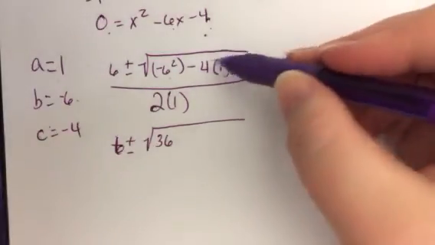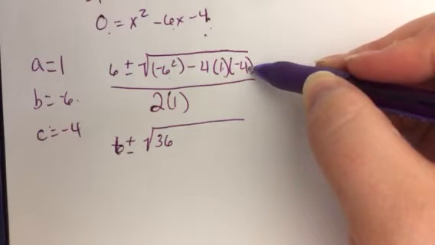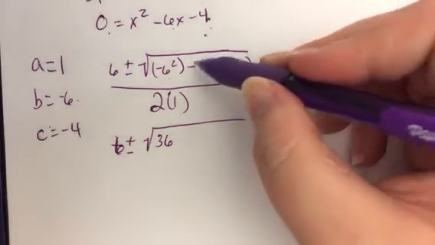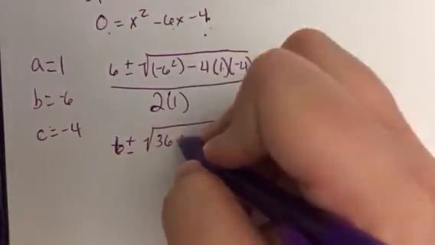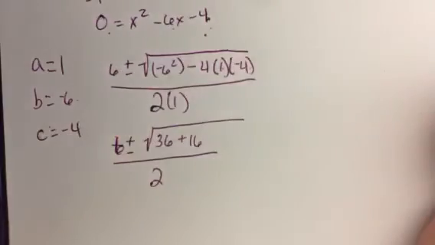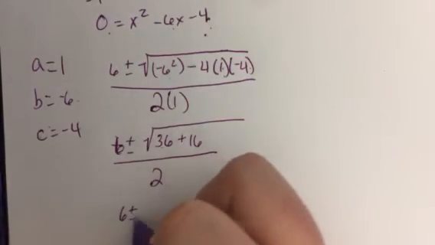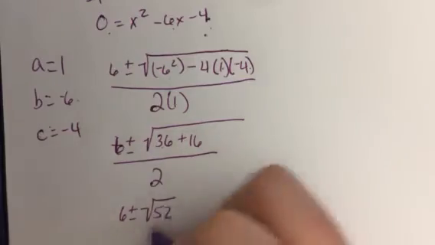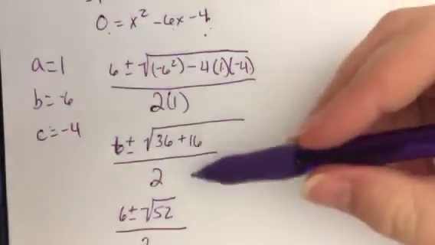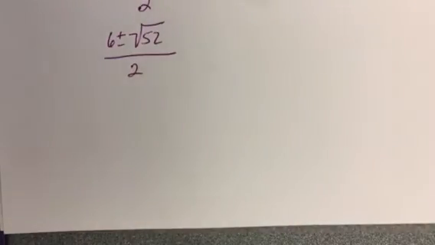All right, and then I'm going to do my 4 times 1, which is 4. 4 times negative 4, which is negative 16. Since I've got a double negative, that's going to be plus 16 all over 2, because 2 times 1 is 2. Add 36 and 16, which gives me 52. All right, so now we find the square root of 52.